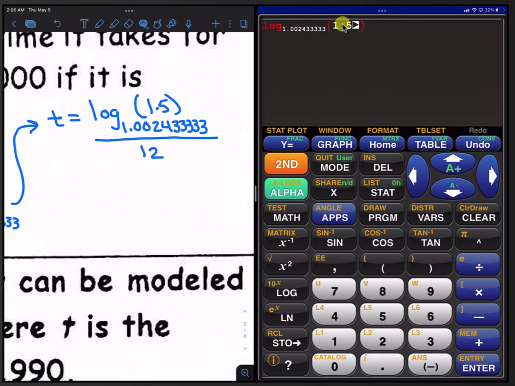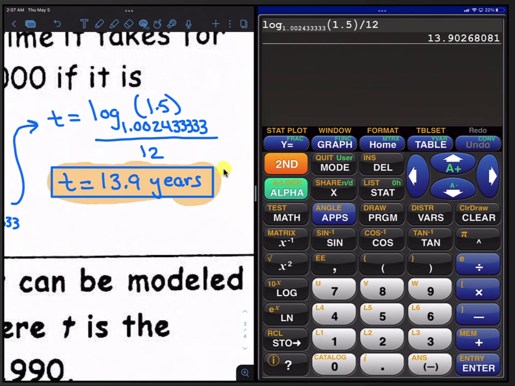and then I'm going to come out of that, and then I'm going to divide that by 12. Okay, so there we have that, and then you just press enter, and there is your answer. So back on our page, t is about 13.9 years.